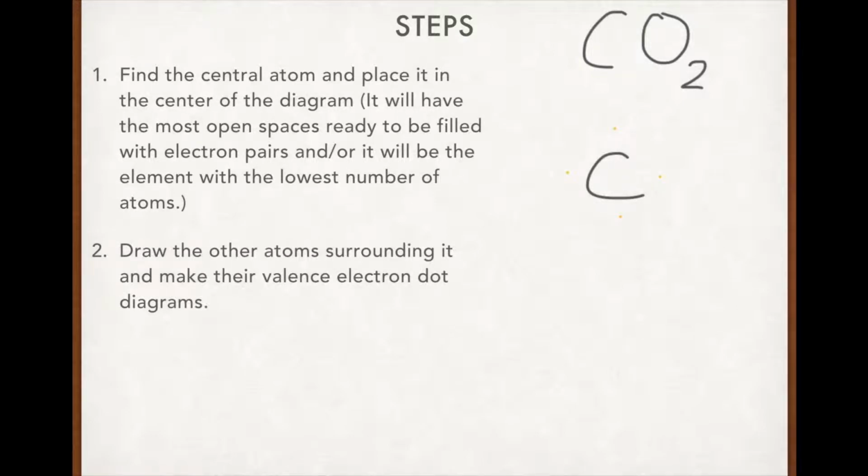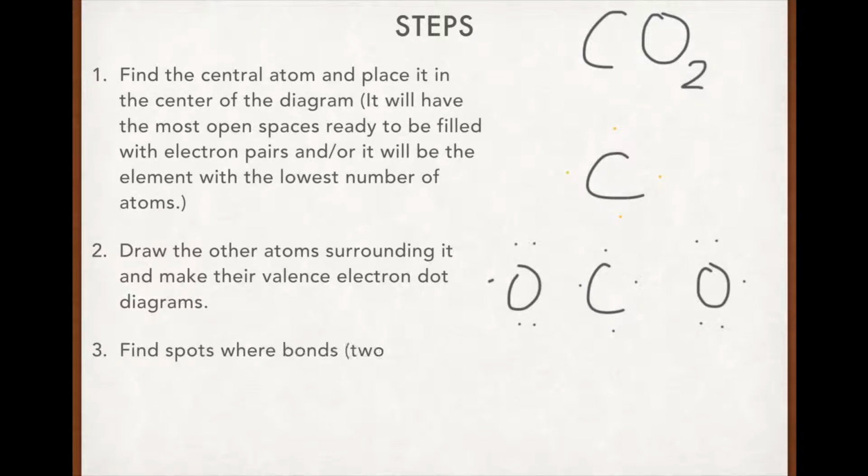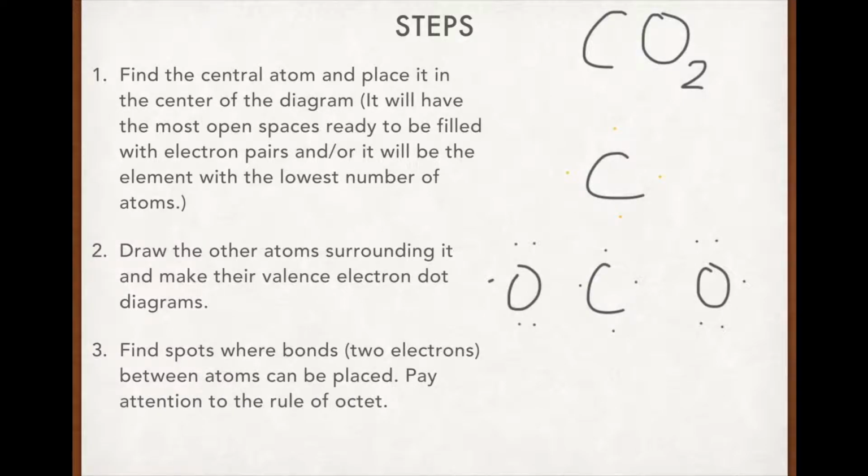Next, you're going to draw the other atoms surrounding it to make their valence electron dot diagram. So we'll redraw that carbon, put the oxygen on either side, and oxygen on the other side also. Now, for the next step, we're going to find the spots between where bonds can be placed. And you pay attention to the rule of octet, which is really important. Octet being to fill the 8 spaces. Most valence electron shells will hold up to 8 valence electrons in total.